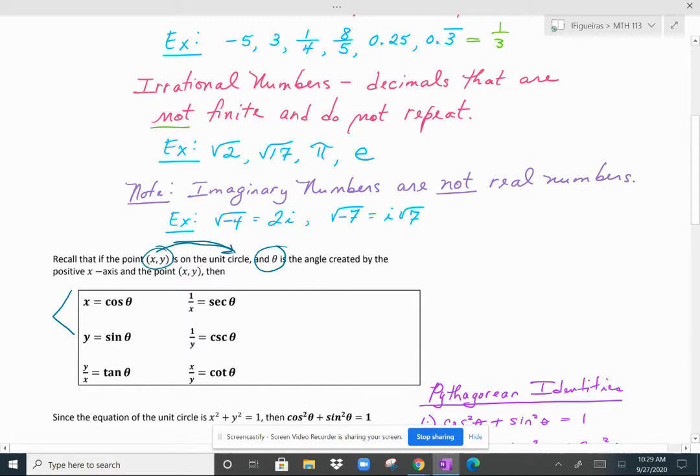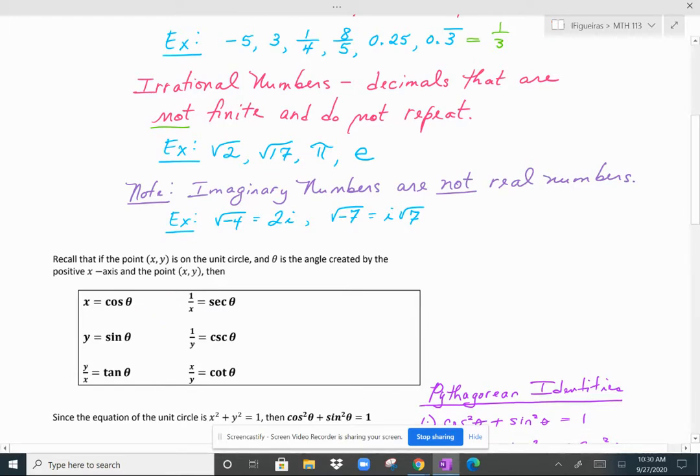x is your cosine and y is your sine. And you can represent the other trig functions in terms of x and/or y. So for example, your tangent is sine over cosine, so that's the y value over the x value. And the other three have a relationship with the first three. So secant is the reciprocal of cosine, so that's 1 over x. Cosecant is the reciprocal of sine, so cosecant is 1 over y. And cotangent is the reciprocal of tangent, so that is x over y.